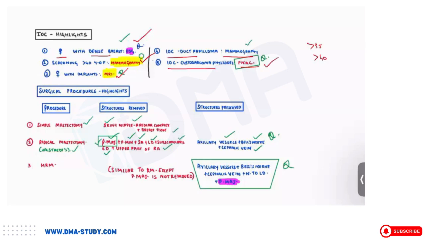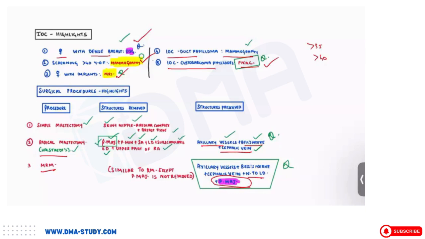Okay, and then surgical procedures. What are the structures removed? For a Halsted, we remove the axillary vessels, Bell's nerve, long thoracic nerve, which causes Bell's palsy, and then the cephalic vein. While in modified radical, we leave the nerve to latissimus dorsi and pectoralis major. We leave them in modified radical mastectomy. We cut them off in a normal radical mastectomy. Very important. The pectoralis major cannot be cut off in modified radical mastectomy, while it will be cut off in radical mastectomy. Very important.